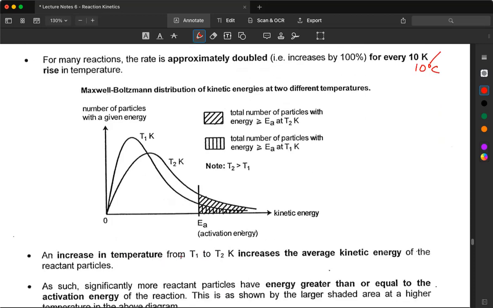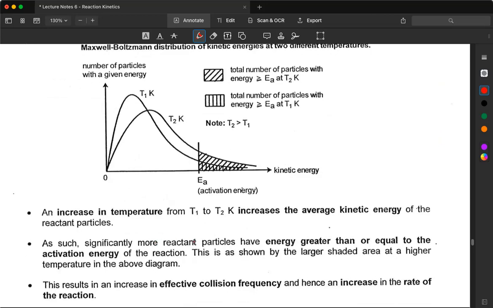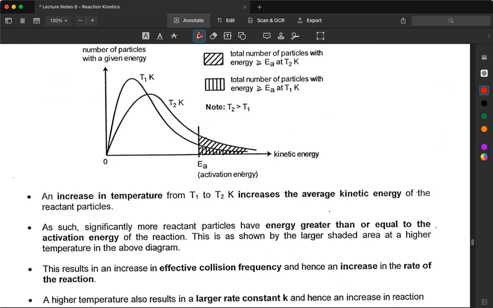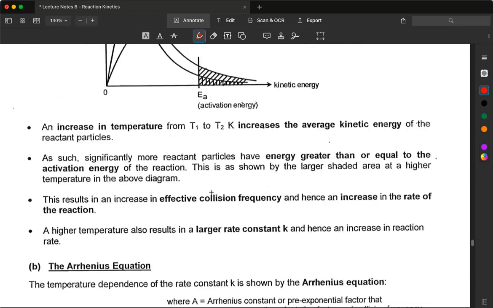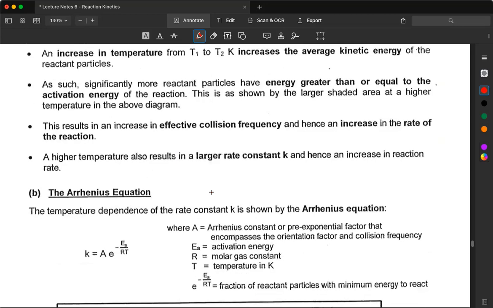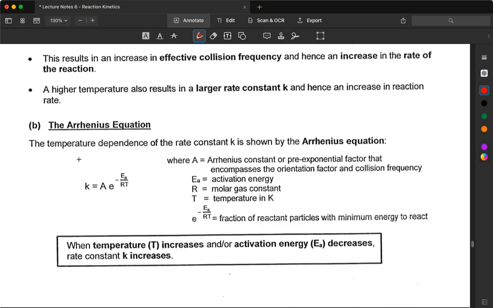So increase in temperature, increase the average KE. So more reactant particles have energy greater or equal to EA. So you see a larger shaded area. Just shown differently, okay? So this results in increase in effective collision frequency and increase in rate of reaction. And also can talk about larger rate constant as well. That will increase the rate of reaction, which introduces us to the Arrhenius equation.